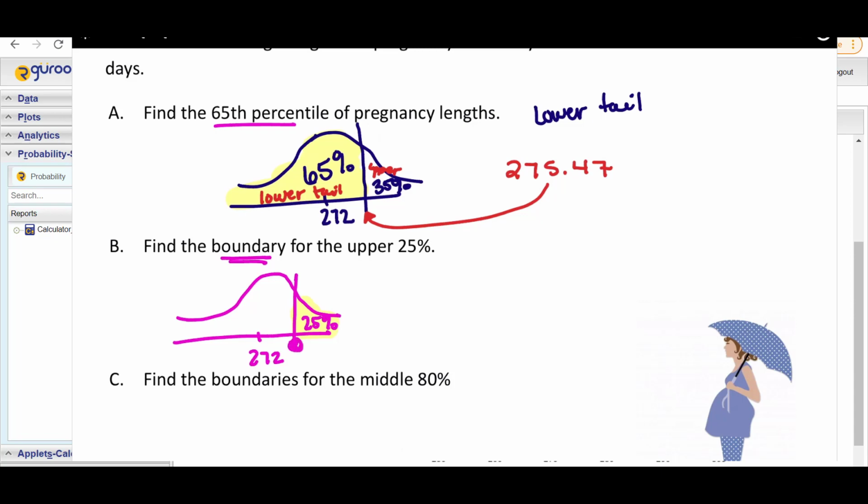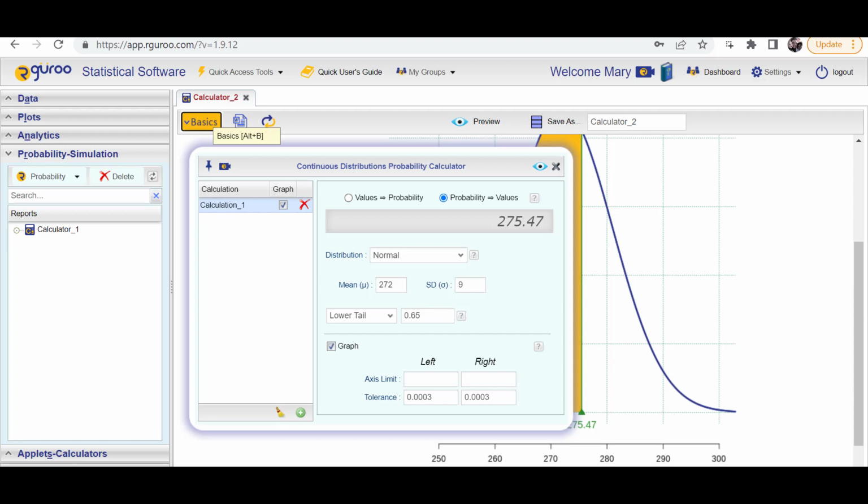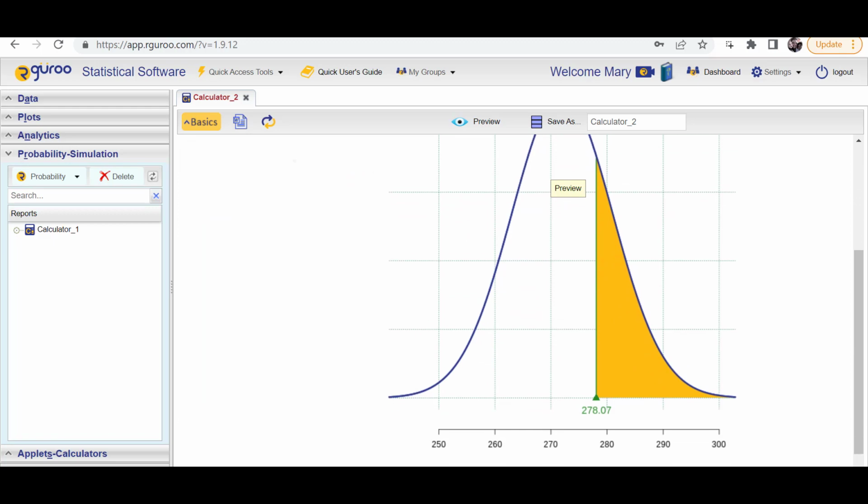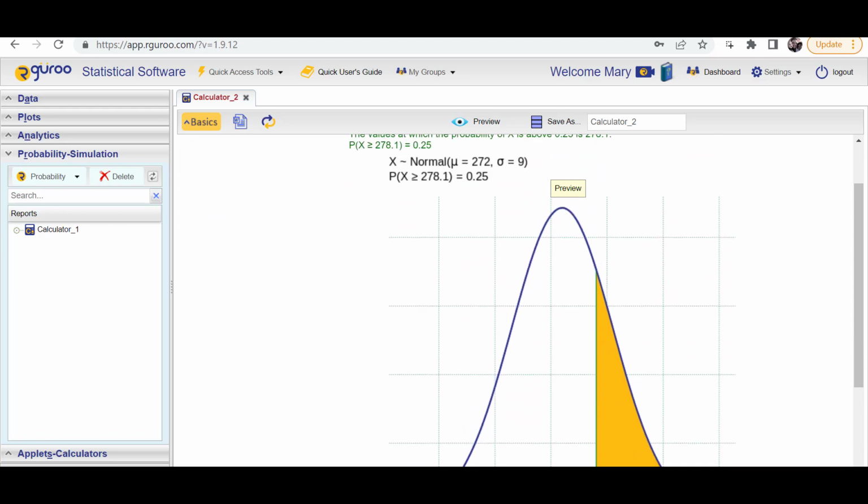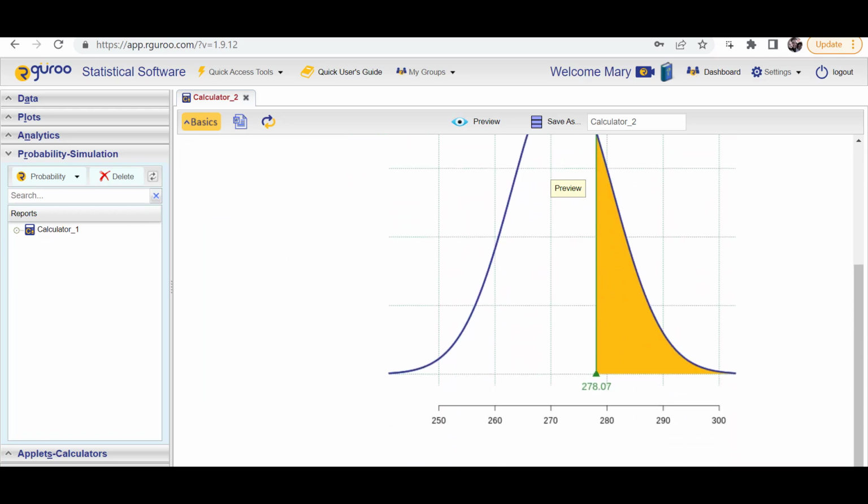So this time, did they give us the lower tail? No, they gave us the upper tail. So we're going to go back to basics and just adjust. The mean is 272, standard deviation is 9. We're going probability to values. This time they gave us the upper tail. So click upper tail, and again, it has to go in as a decimal, not a percent, 0.25. And you can see it shaded the upper 25%, and it looks like we get 278.07.